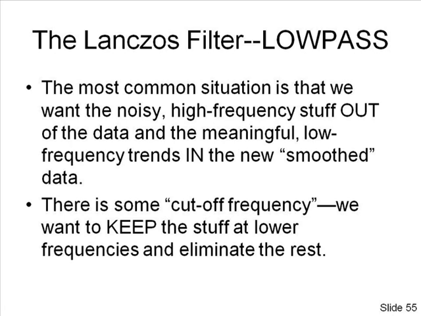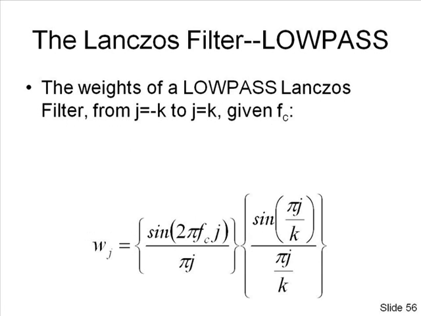Most of the time, actually, it's easier to think about it as a period. I want to remove things shorter than 3 months, or shorter than some other number, and then convert that to a frequency using the frequency equals 1 over period equation that we used earlier. So just like the running means, Lanczos filters have a set of weights, and here is the equation for the weights of a low-pass Lanczos filter.